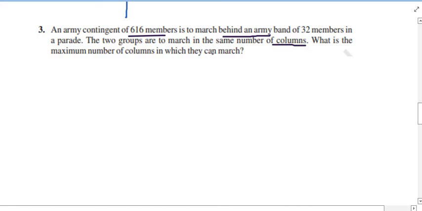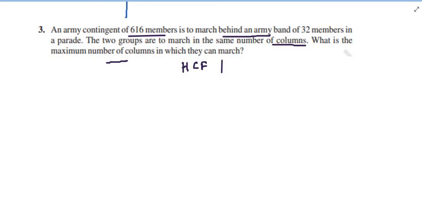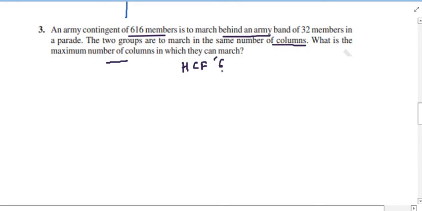So we have to find the same number of columns and the maximum number of columns. So it means we have to find the HCF of both the numbers, that is 616 and 32. We have to find the HCF of 616 and 32. So we will be using Euclid's division algorithm here to find the HCF. Since 616 is a bigger number, we will divide 616 by 32.